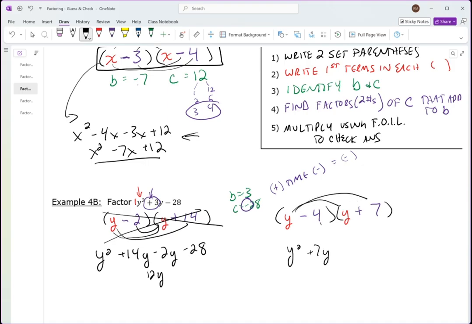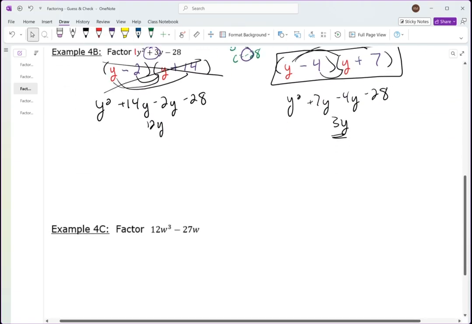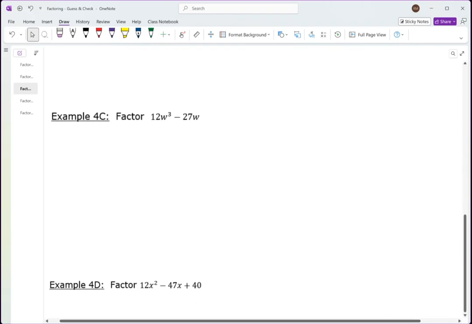I'm going to get this. I'm going to get minus 4y and minus 28. And at that point, I feel very excited because I have found my answer. So we can look at 2 more here.